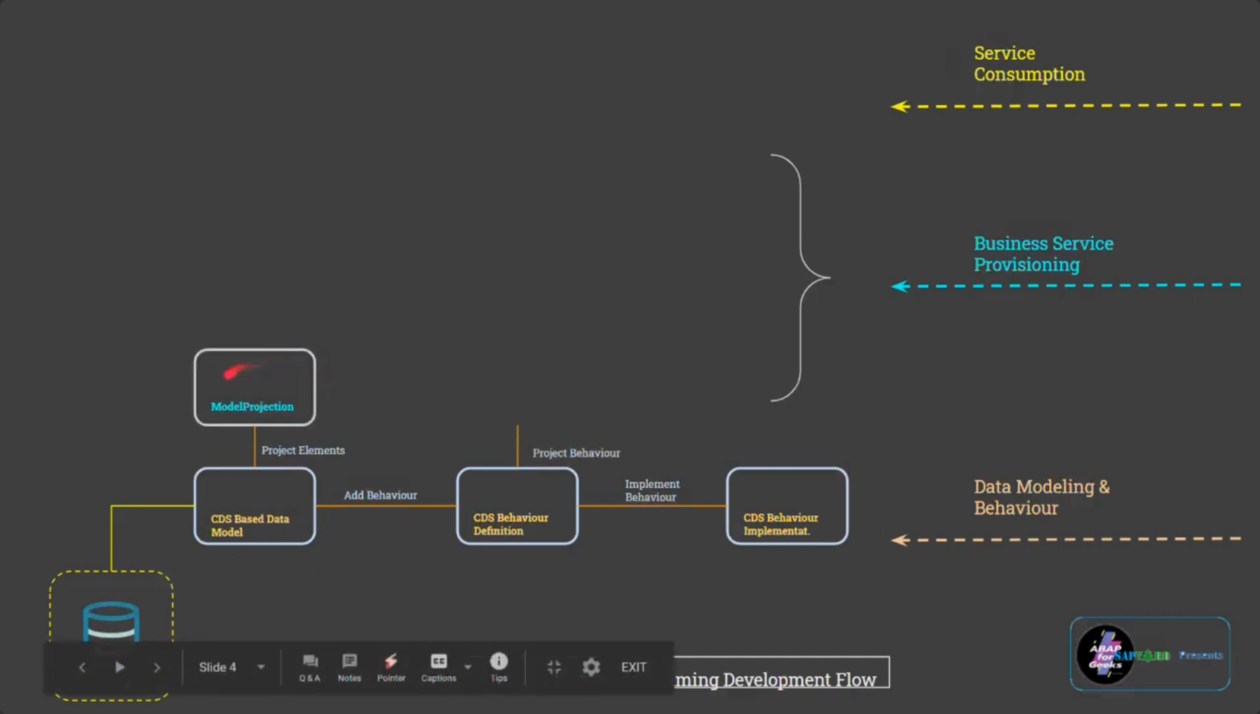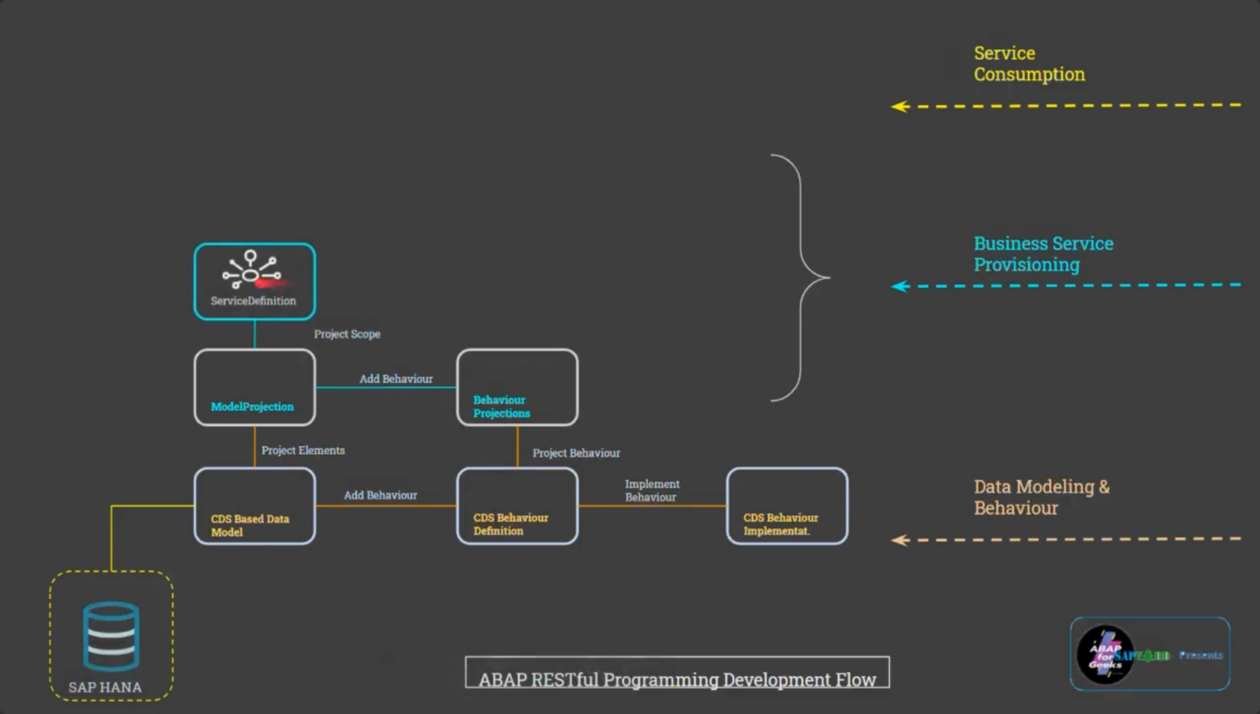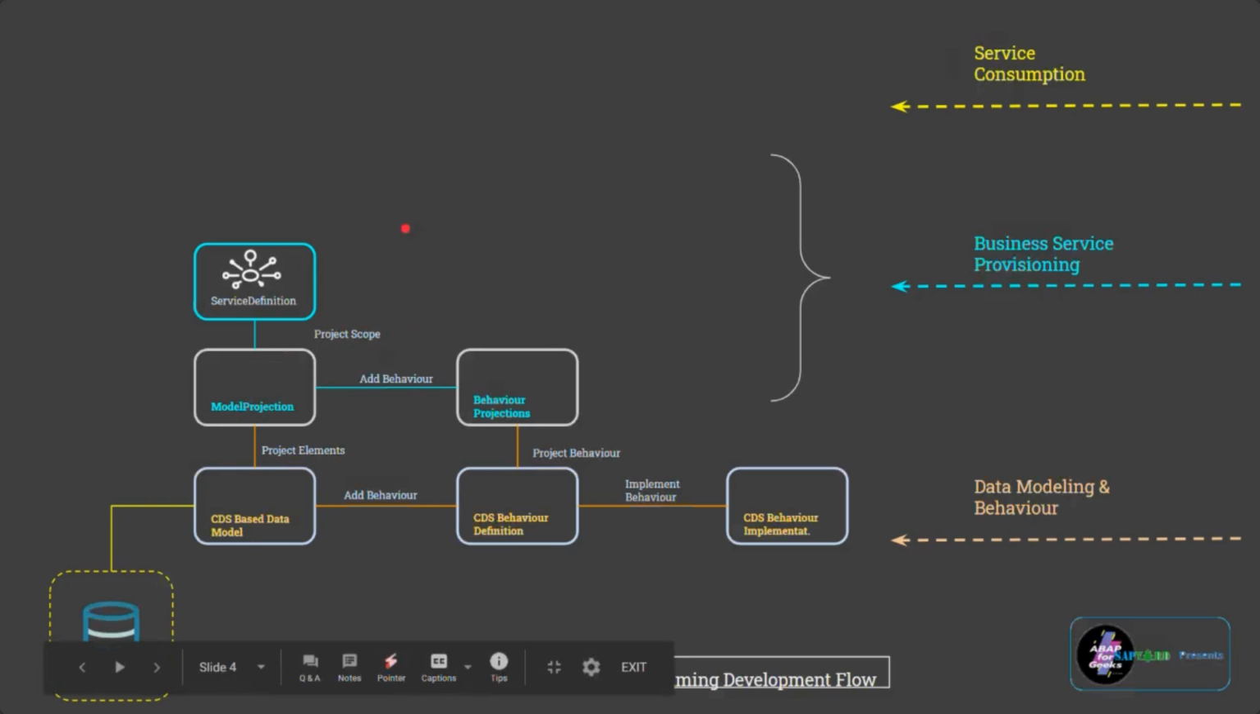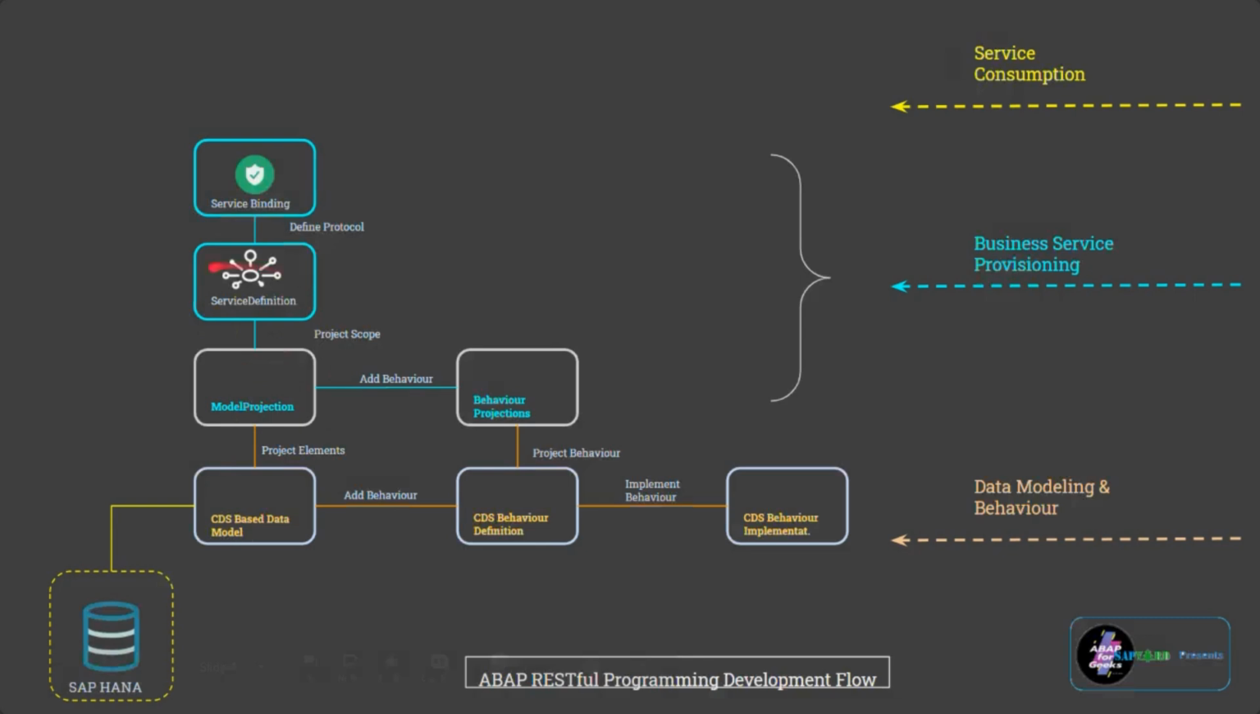We'll project the elements that you want. This is kind of a consumption view. We project the elements by adding annotations. We'll also expose the behaviors you want to expose. So forget about this one, do not worry, we'll discuss it, but look at this one. CDS based data model, we'll explore the model projection, and we'll define a service definition. We'll create a service definition for the CDS models that we have created, and we see whether it is a service or an API here only.